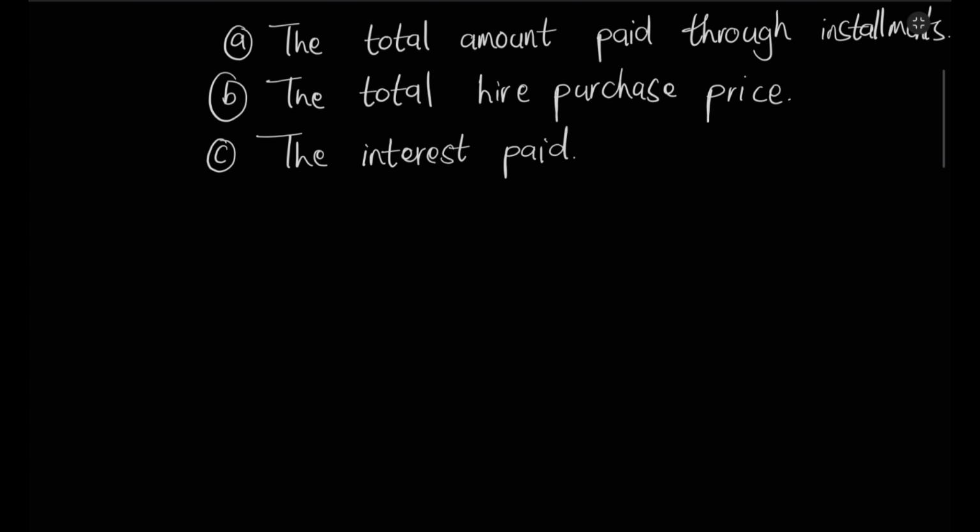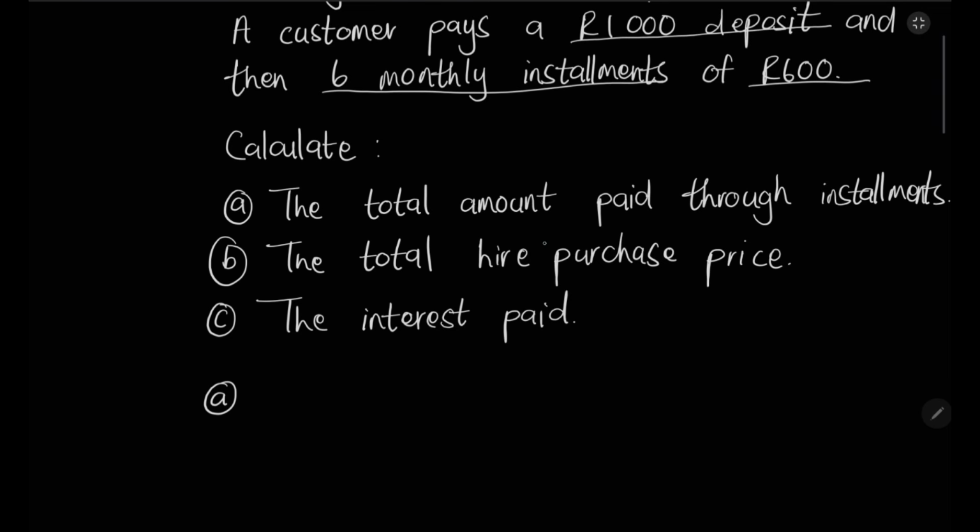Let's write A here. We're solving: how do you find the total amount paid through installments? This is basically your total installments. What is our formula again? You have to say installment times number of installments. You know this because you've written down the notes.